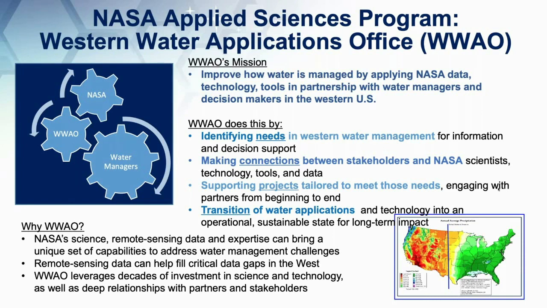We do this by identifying the needs through working groups and needs assessments. We then work hard to establish connections between our water resource management and agricultural partners with NASA scientists and folks at NASA centers and our NASA-supported science community, and then provide support for projects tailored to address those needs, engaging users from the beginning, as OpenET has done. And then longer-term work to transition those applications or find ways to sustain them long-term so that they'll provide a reliable information resource for water resources management for the foreseeable future.